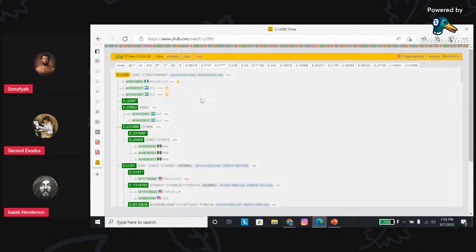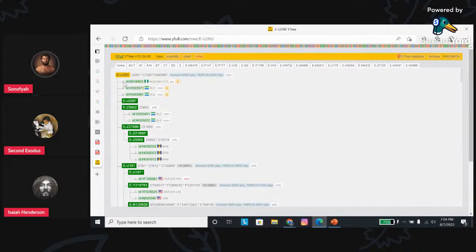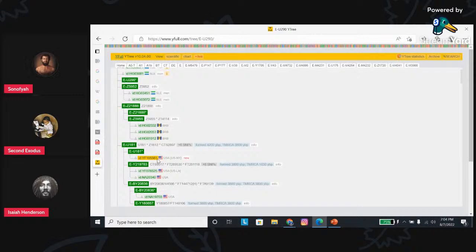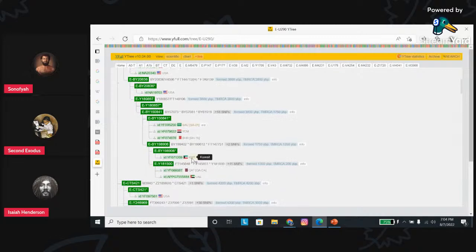Now we're dealing with the brother about the E-U290. Here is Y4.com. Just search Y4 E-U290, right? And we can see that it is in men of Yoruba, the Mende of Sierra Leone. Of course, it's in the Americas, such as Barbados and the United States. This is by way of their descendants making their way there. Of course, we're going to find it in Saudi Arabia as well, and even Yemen, Yemen, Saudi Arabia again, Kuwait, Arabia.